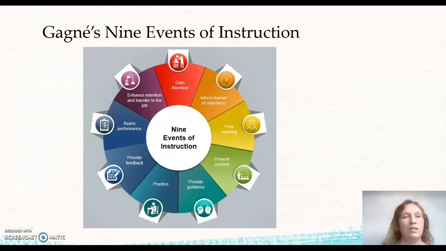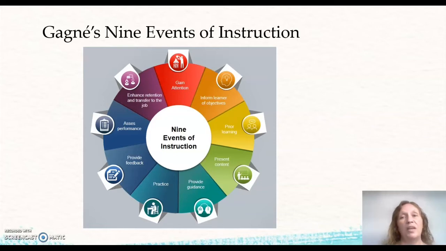The last model is Gagne's nine events of instruction. Robert Gagne, an educational psychologist, created the nine events of instruction. The first event is gaining the attention of your students. This step is more appropriate today than when Gagne created the model due to all the modern day distractions that students face. The next step is to make the students aware of the learning objectives for the lesson.